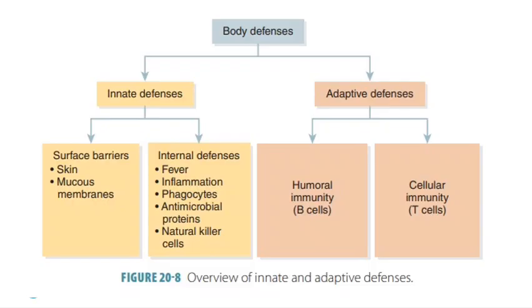The internal defenses will start whenever a microorganism has the chance to breach the first part of the innate defenses. You have a cut, the microorganism got in, then your second defense will kick in. And these internal defenses will be our fever, inflammation, phagocytes, antimicrobial proteins, and the natural killer cells.